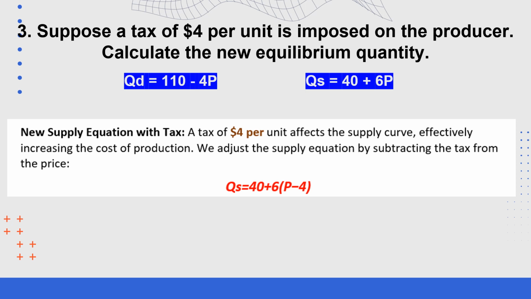So the original QS formula is 40 plus 6p. Since now the state has imposed the tax, the producer is receiving $4 less from each unit sold. So in this case, we have to deduct $4 from the p. But remember, everything is going to be in brackets, so don't just add -4. It's going to be a mistake. So these changes are going to happen within the brackets: 40 plus 6 multiplied by (p - 4).